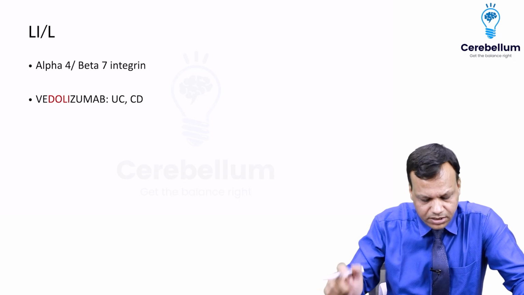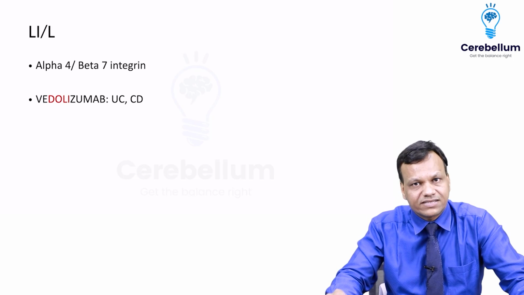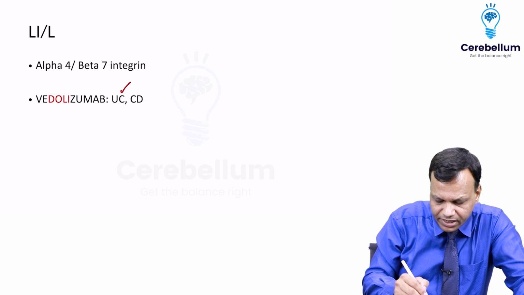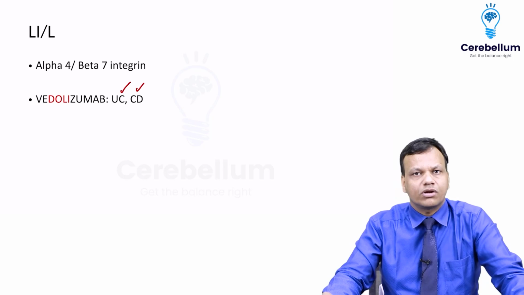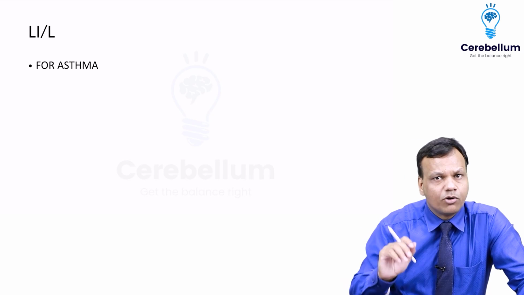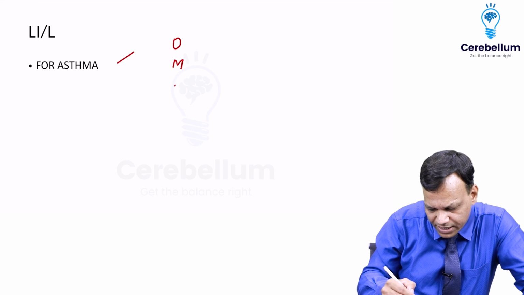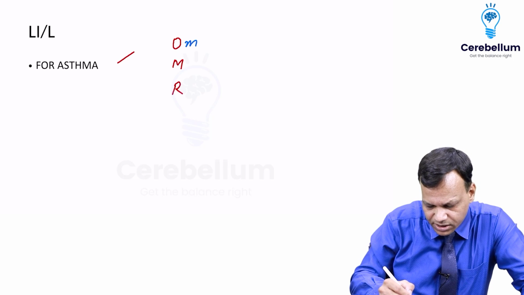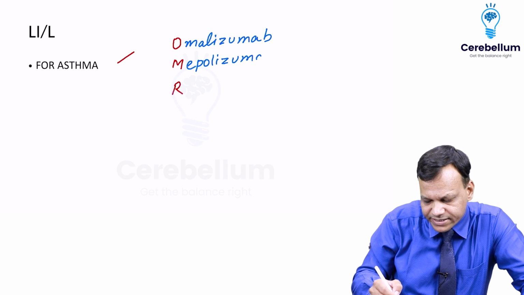Okay. Next is alpha-4 beta-7 integrin. Monoclonal antibody against alpha-4 beta-7. It is vedolizumab. It is used in inflammatory bowel disease like ulcerative colitis and Crohn's disease. Again, no need to remember. Next, we have monoclonal antibodies for asthma. We have 3 monoclonal antibodies which are remembered as OMR. Nowadays it is not used. Earlier OMR sheets were there in which exam was conducted. Examples are omalizumab, mepolizumab and reslizumab.